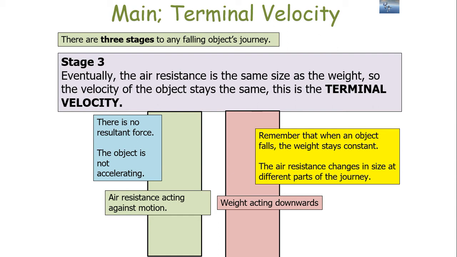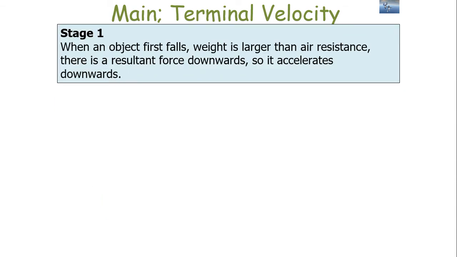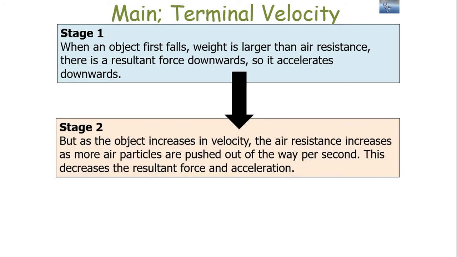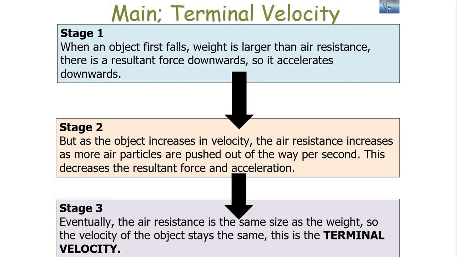So remember that here the weight has stayed constant, it's the air resistance that's changed in size. So for an object under free fall, when an object first falls, the weight is larger than air resistance, there's a resultant force downwards, so it accelerates downwards. But as the object increases in velocity, the air resistance increases as more air particles are pushed out the way per second. This decreases the resultant force and the acceleration. Eventually, the air resistance is the same size as the weight, so the velocity of the object stays the same.